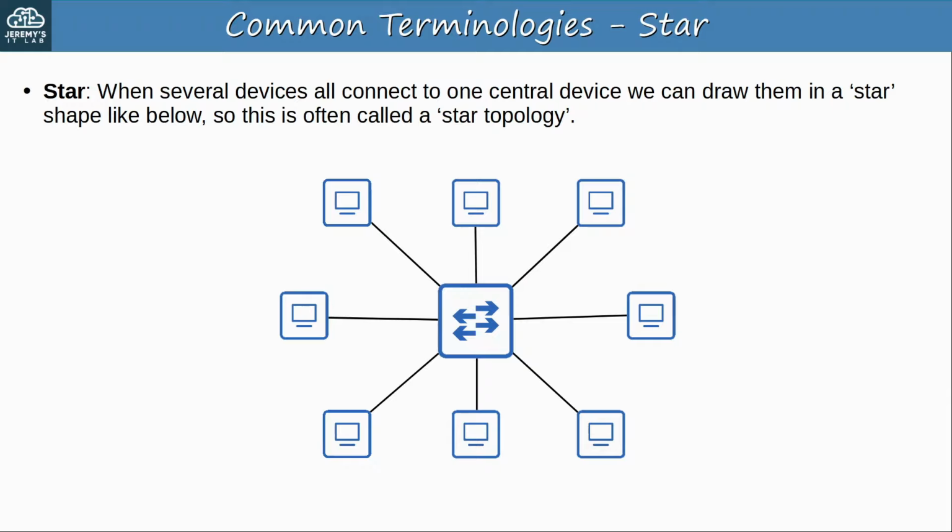In the diagram below, all PCs connect to one central switch, and I have placed them in a star shape around the switch. Note that in network diagrams, the devices might not be drawn like this, in the shape of a star. But if many devices are all connected to one central device, we can call it a star topology, regardless of how the diagram is drawn.